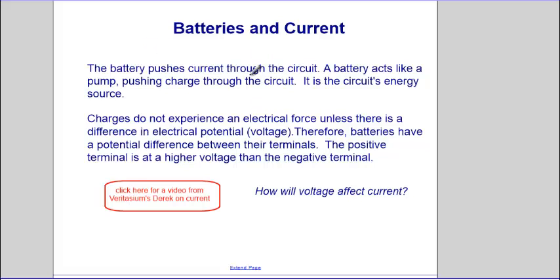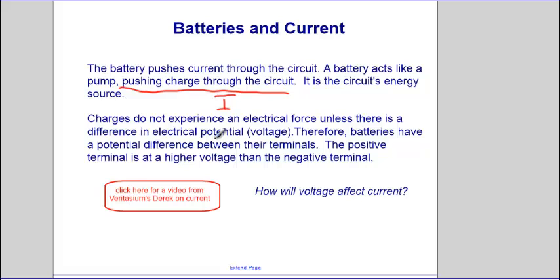The battery pushes the current through the circle or the circuit. It acts like a pump, pushing charge or moving charge. If we're pushing charge, you're causing what's called a current, and it's the circuit's energy source. Charges do not experience a force unless there's a difference in electric potential, unless you have a battery, otherwise they won't move. And batteries offer a potential difference between their terminals.